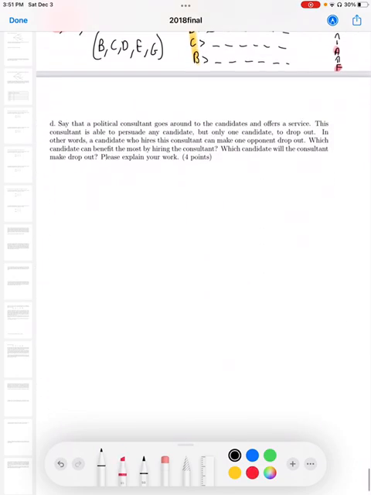Now for D, say that a political consultant goes around to the candidates and offers a service. This consultant is able to persuade any candidate, but only one candidate, to drop out. In other words, a candidate who hires this consultant can make one opponent drop out. Which candidate can benefit the most by hiring the consultant? Which candidate will the consultant make drop out? Please explain your work.